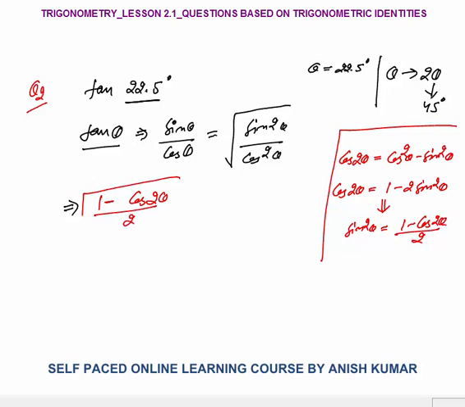Why am I converting into 2 theta form? Because I know when theta is 22.5, 2 theta would be 45, and I know the value of 45 for each and every trigonometric function.